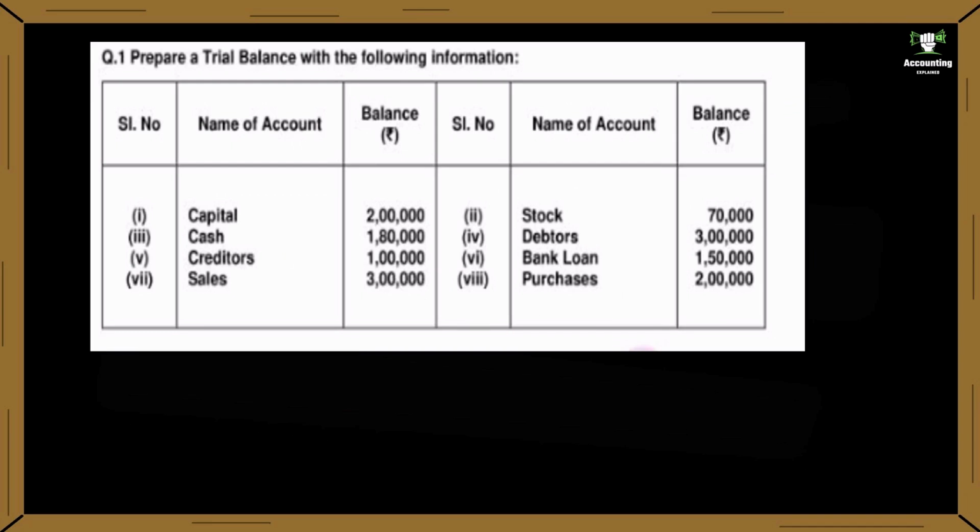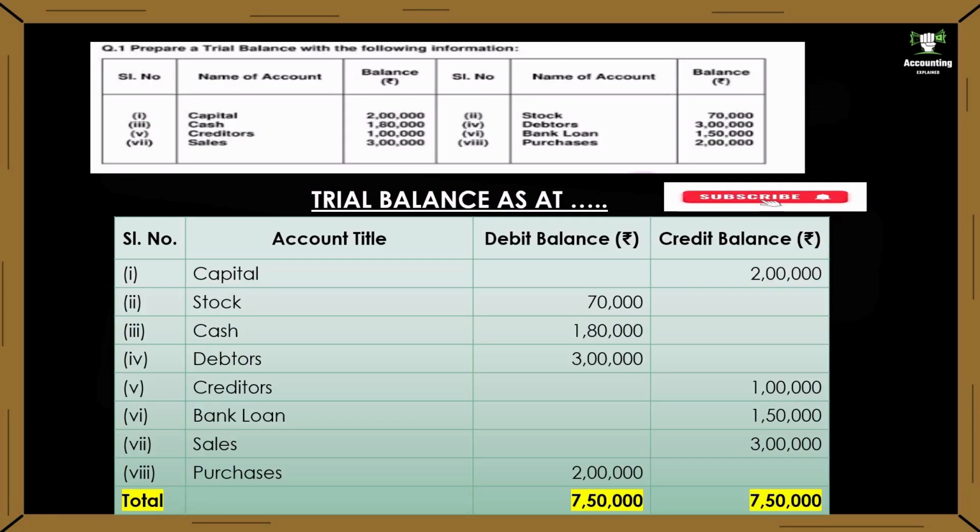We are going to solve one question for preparing the trial balance. Prepare a trial balance with the following information. Capital 2 lakhs, cash 1,80,000, creditors 1 lakh, sales 3 lakhs, stock 70,000, debtors 3 lakhs, bank loan 1,50,000, purchases 2 lakhs. Let's see the solution for the question.